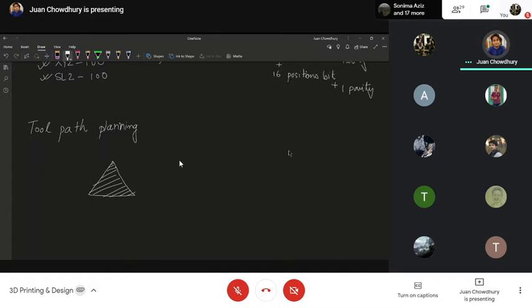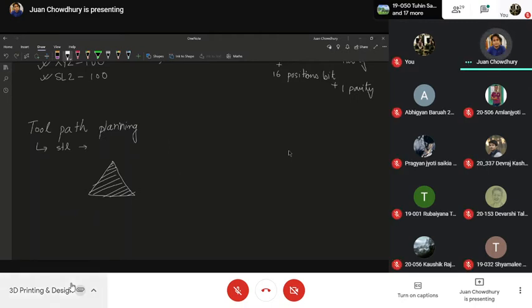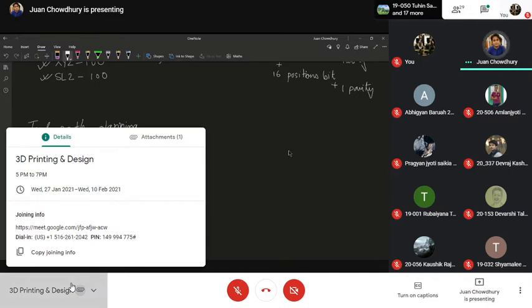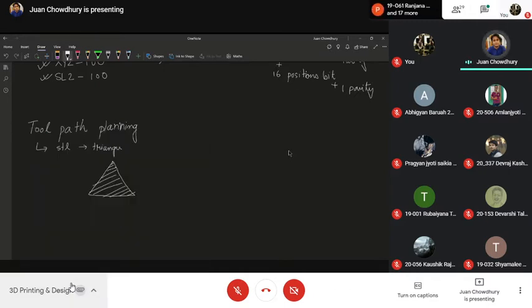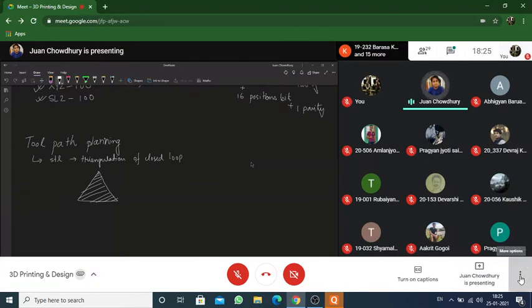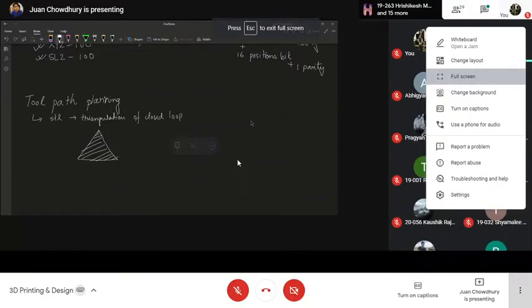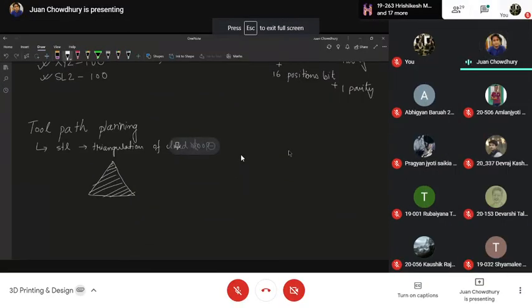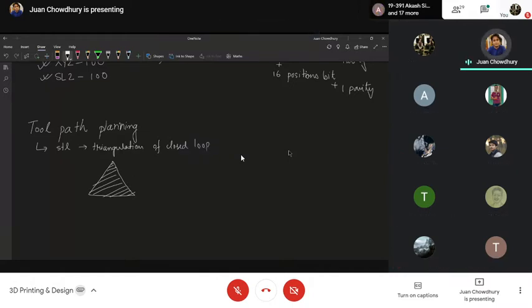Okay, so there are different toolpath planning algorithms, and these toolpath planning algorithms actually start from the STL file, which you know that some triangulations happen. Triangulations of closed loop, which means that all the triangles that are made eventually form a closed loop, and within that the operation of filling has to be carried out. And there is no one way of doing it.